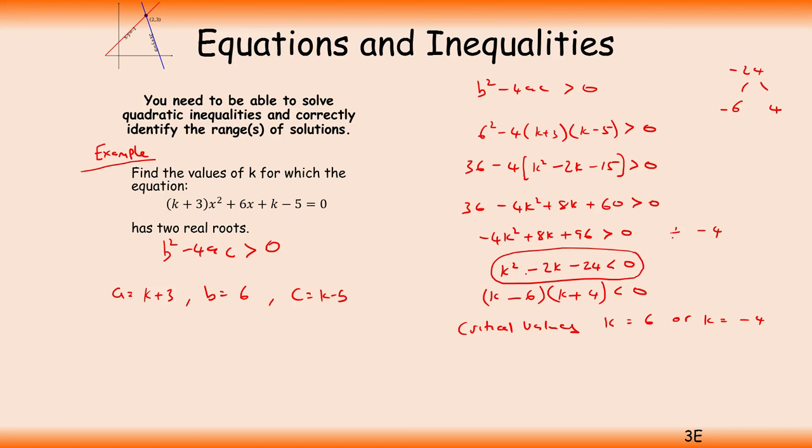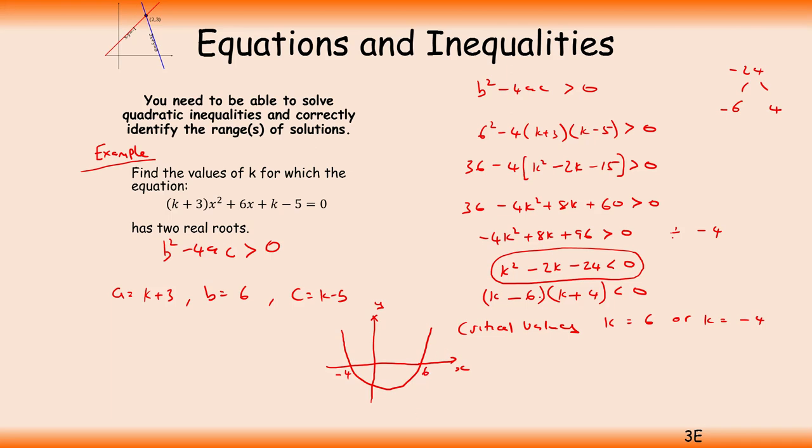So we sketch that curve. It's quadratic, it's k squared, so it's a happy quadratic. So if we sketch that, remember it passes through 6 and minus 4, so sketching it like that. There we go. That's x and y, and that's our minus 4 and our plus 6.